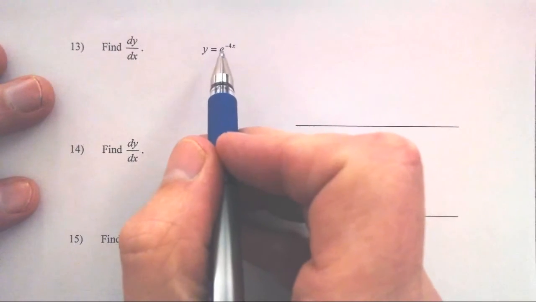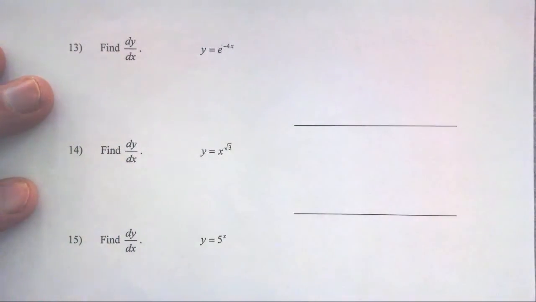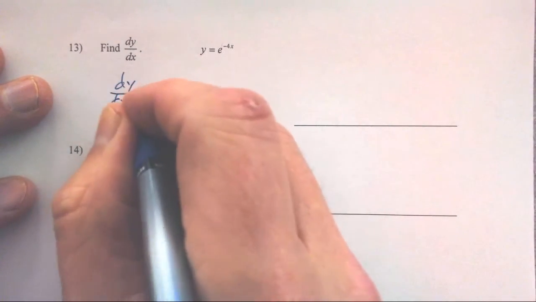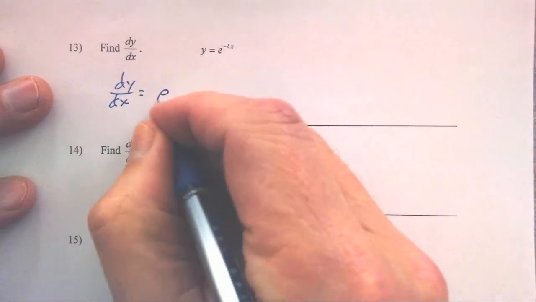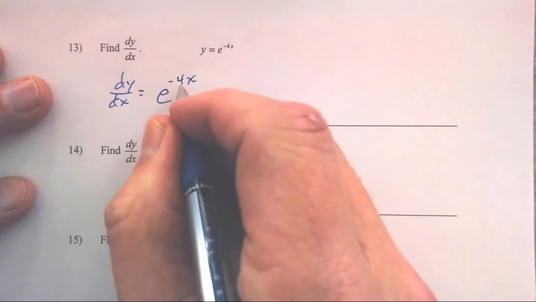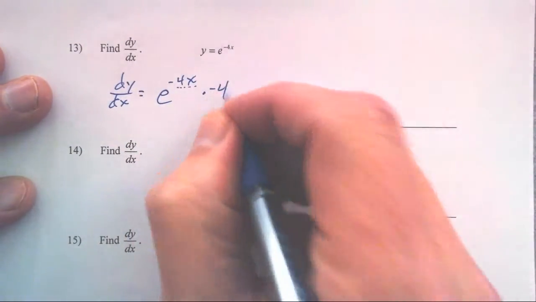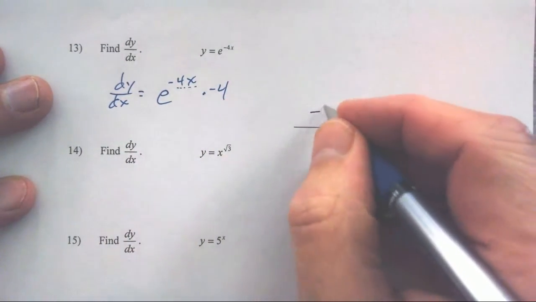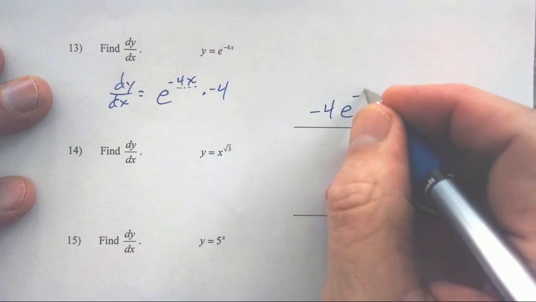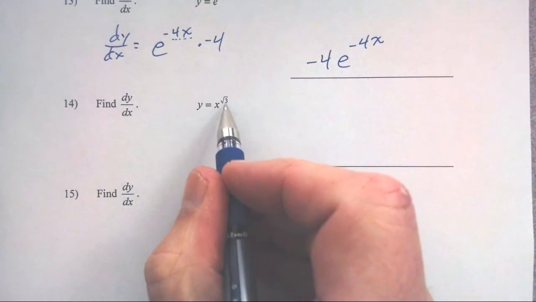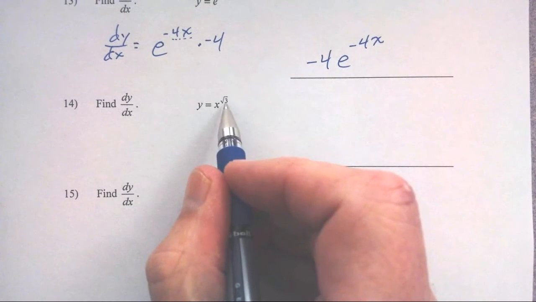The derivative of e to the, I just call this the e to the rule. The derivative of e to the just wants to be e to the, but we have an inside function here, negative 4x. So dy dx, or y prime, wants to just be e to the negative 4x, but now we need to find the derivative of this guy. That's times negative 4, and this would be best answered as negative 4 e to the negative 4x.